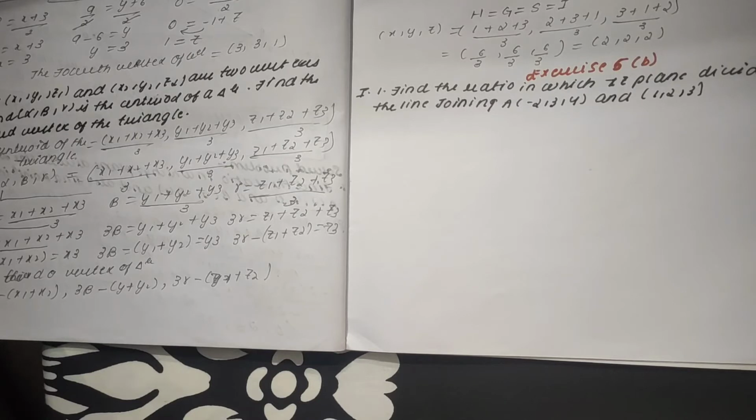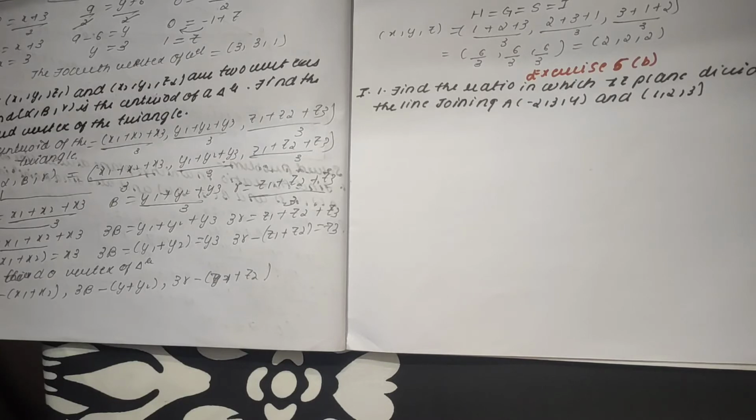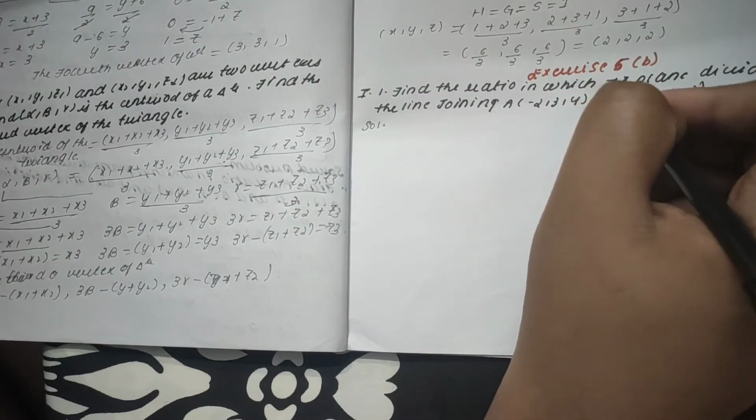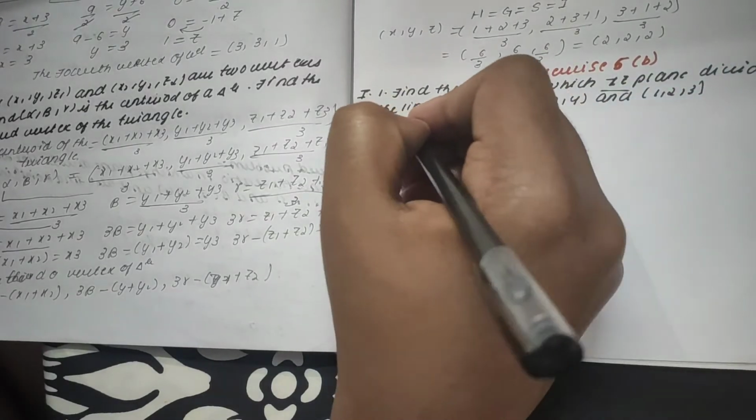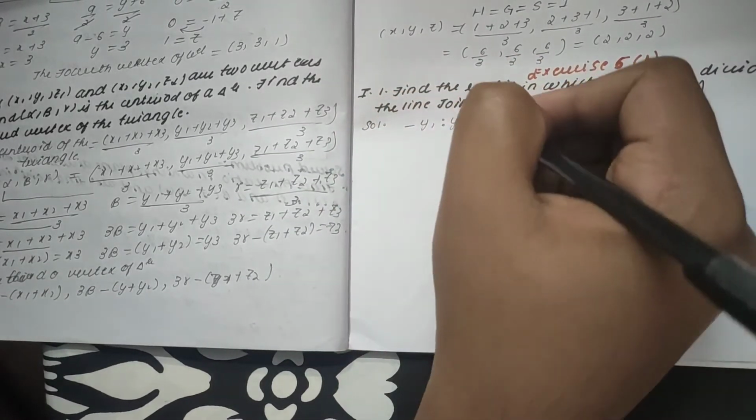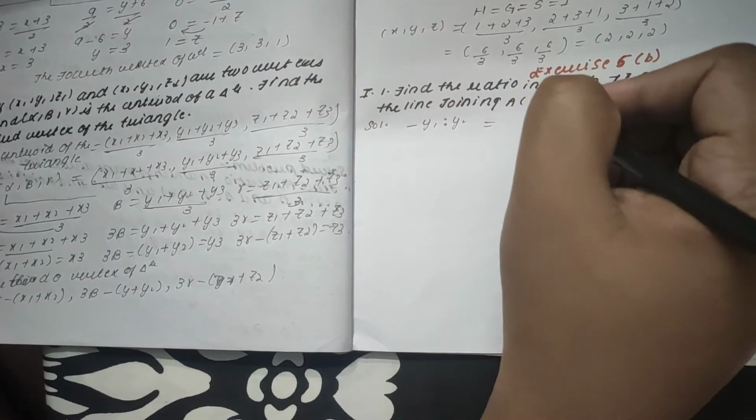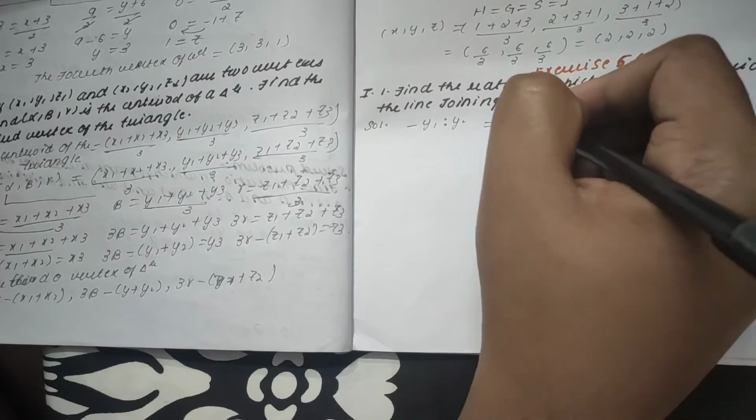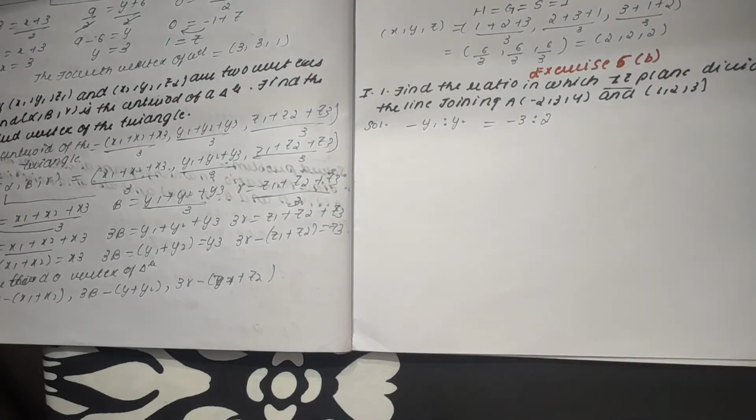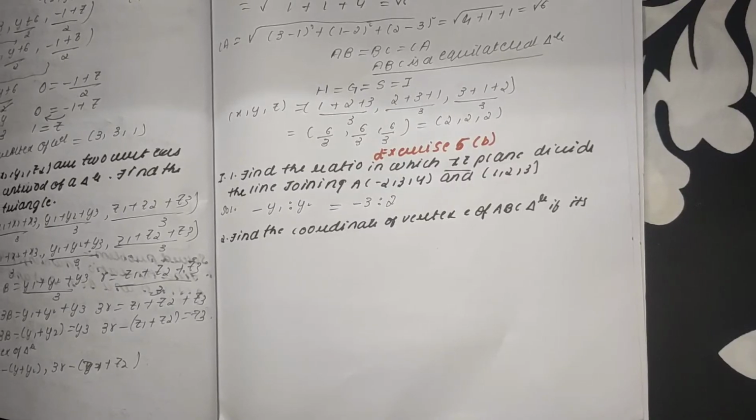So let's start exercise 5b, first Roman first sum, which is: find the ratio in which the xz plane divides the line joining A (-2, 3, 4) and B (1, 2, 3). As we know, the ratio in which the xz plane divides is minus y1 is to y2, where y1 is 3 and y2 is 2. So the ratio is minus 3 is to 2. Very simple. I hope you have understood the previous sum.